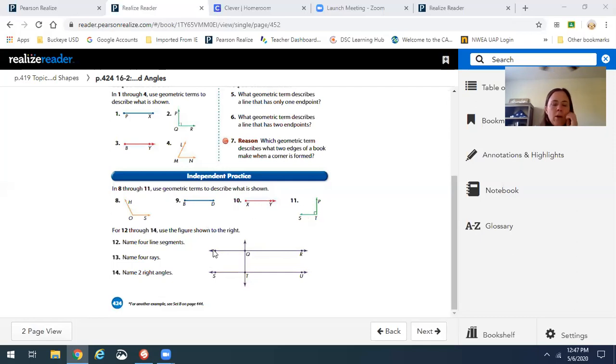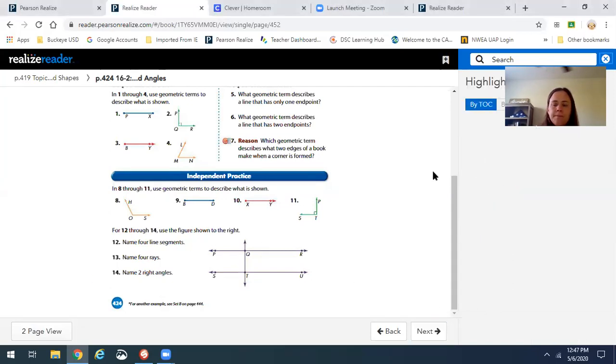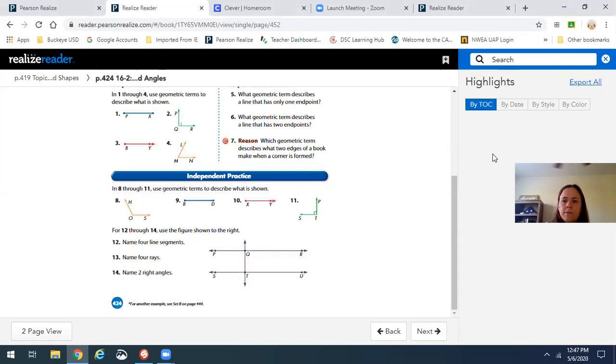Now right here, to name line segments, you would just do what I did before. You draw a little line segment symbol. So here's a line, let me find a line segment. A line segment has two endpoints. You would do a line segment right here. It could be Q to R. It could be P and Q.